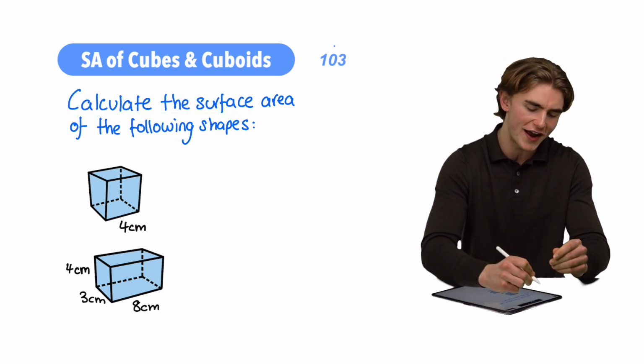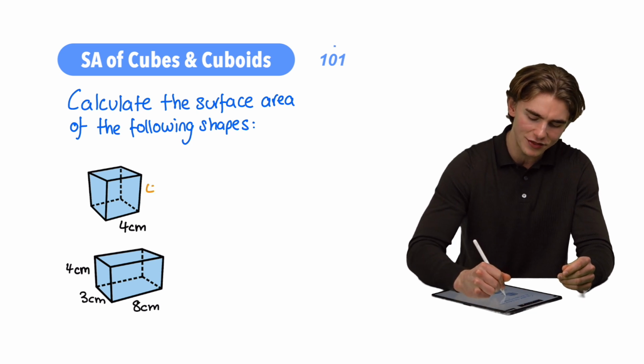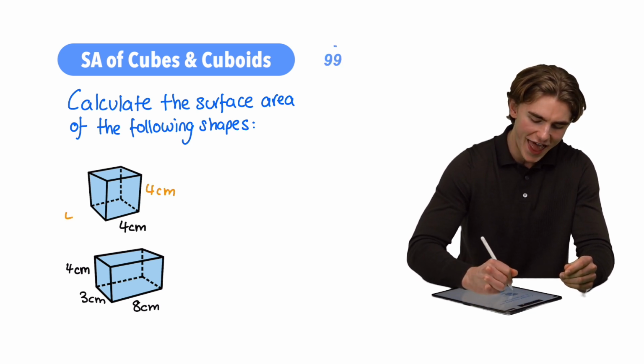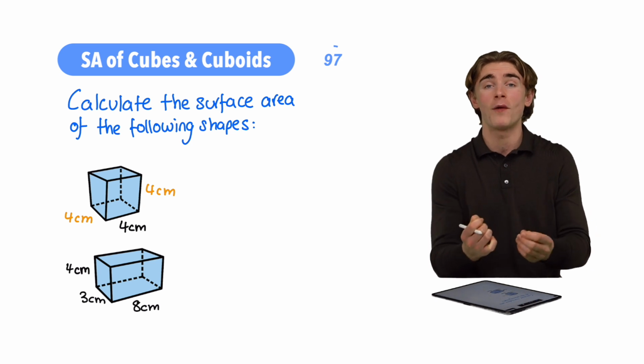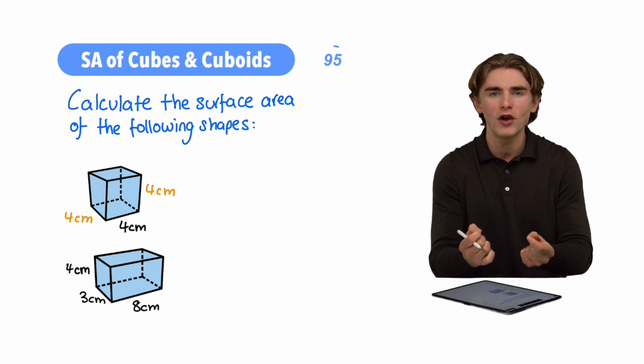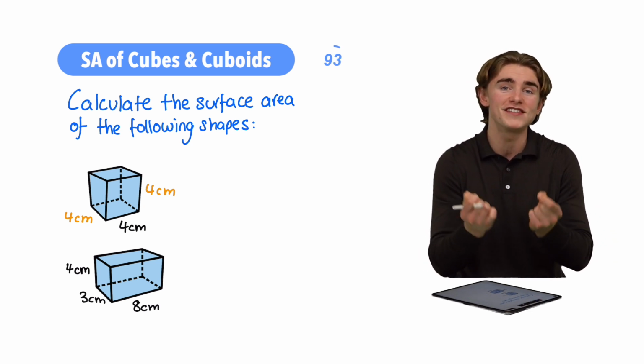We're going to firstly use the fact that all of our edges are the same length to say that our height is 4 centimeters and our length is 4 centimeters. Now, we're then going to use the fact that all of our faces are squares of the same side length.